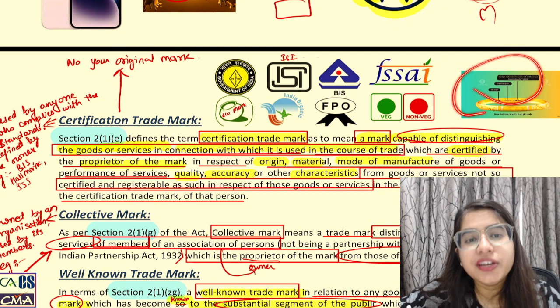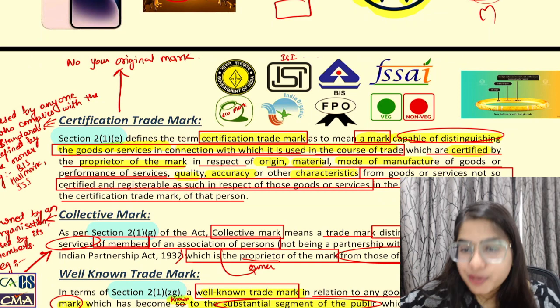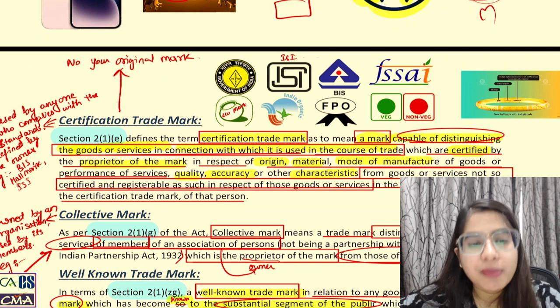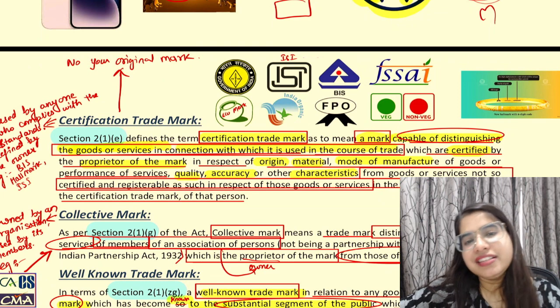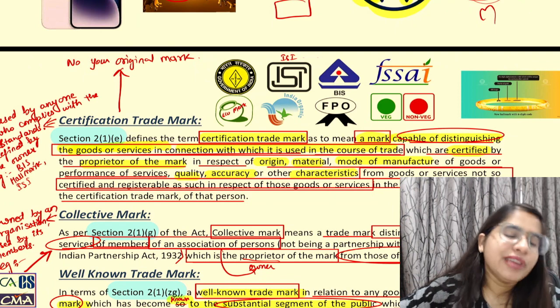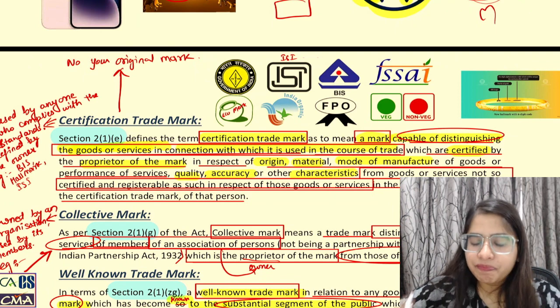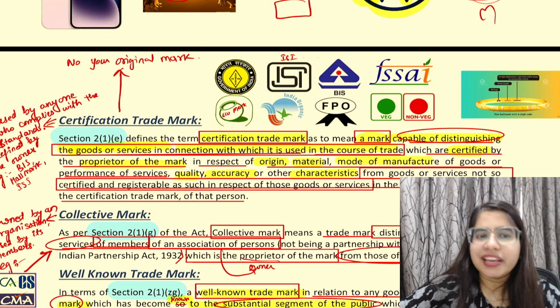For example, in order to put the BIS logo or the hallmark logo on my gold jewelry, I need to take a certificate from the hallmark authority, and they will check the quality. They will check my gold, they will check the accuracy of my gold, and only then will they allow me to use this BIS logo on my gold jewelry. Are we clear with this?